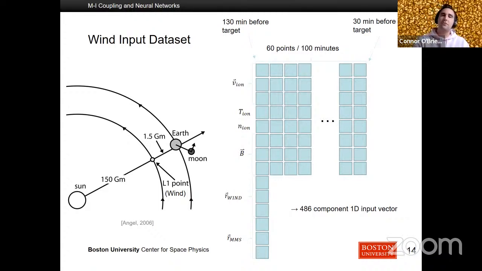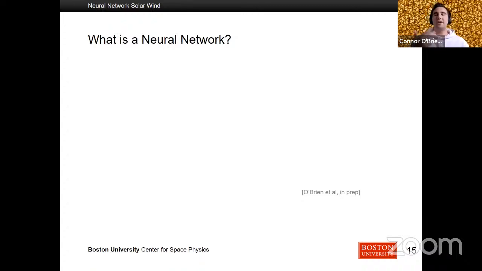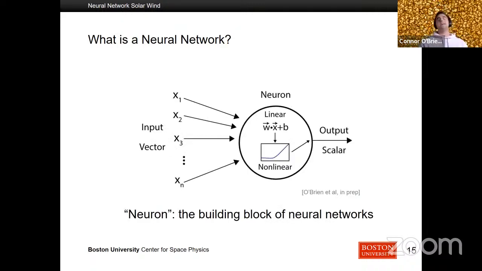So that's great. We have target data sets, we have input data sets. Now we need to make a model to train to reproduce one from the other. And for that, we decided to use what's called a neural network, or a fully connected neural network. Neural networks are collections of neurons. This is a neuron. It bears no resemblance to the neurons in all of our brains. Neurons are the building blocks of neural networks.